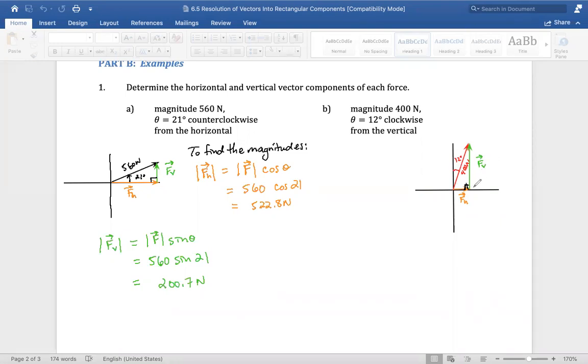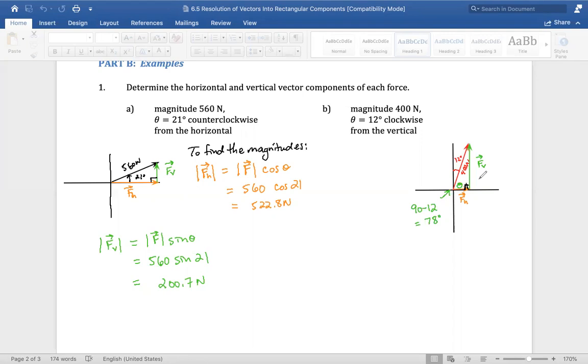I have my vertical, I have my horizontal, I have one side, 400, but this isn't the angle I need. This would be the theta that I need here. But I can find it. I know that theta would be simply 90 minus 12, so 78 degrees is what we're working with. That corner is 78 degrees. And based on that, I can figure out the magnitudes of my horizontal and vertical components of my single vector.